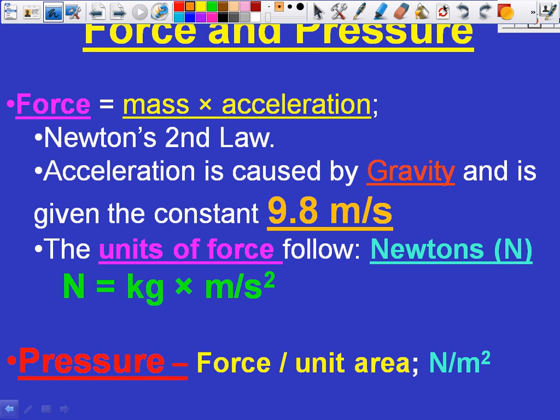Matter of fact, there is a small typo. Please excuse me. It is actually meters per second squared. I did leave that off. I do apologize. All right, so again, that is force. Now, force can cause pressure. Well, notice what it says. Pressure is the force applied per unit area.